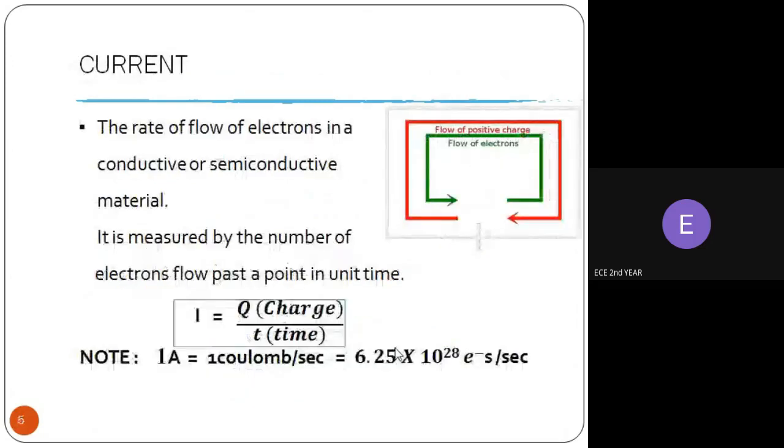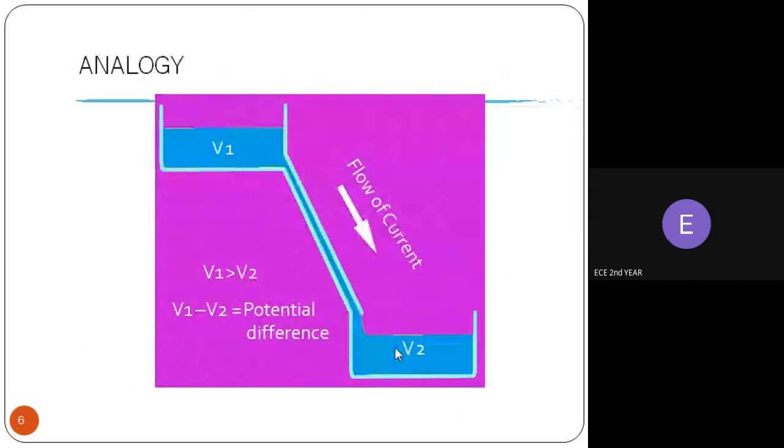Next, current. The rate of flow of electrons in a conductive or semiconductive material is measured by the number of electrons flowing past a point in a unit time. So I can be defined as Q by T, which is called dQ by dt, the rate of charge with respect to time. So voltage and current can be explained in this way.